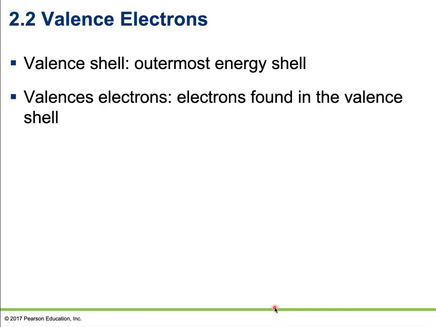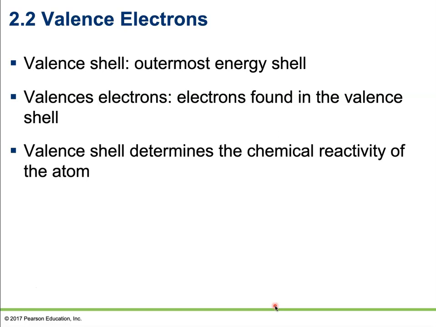And what we have are multiple energy shells. Some electrons will orbit very, very close to the nucleus. Some will orbit further away from the nucleus. The ones orbiting farthest away, in the outermost shell, are called valence electrons. These are electrons found in the valence shell, or the outermost energy shell of the atom.